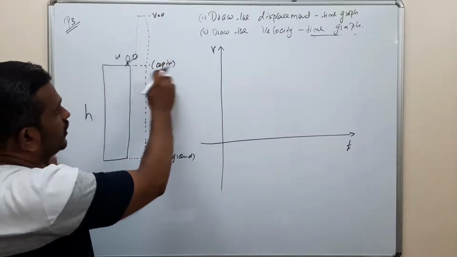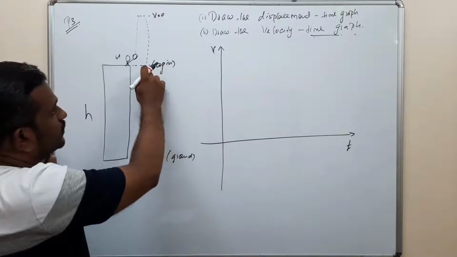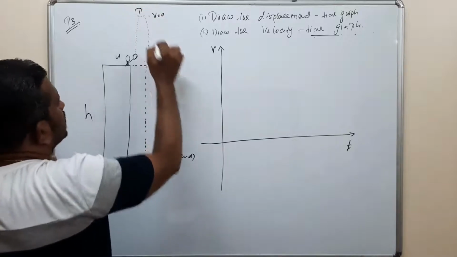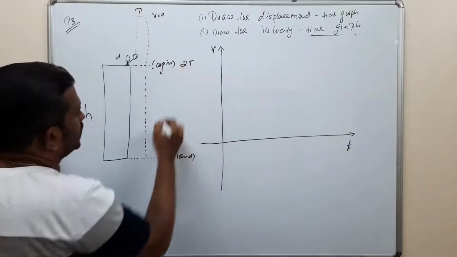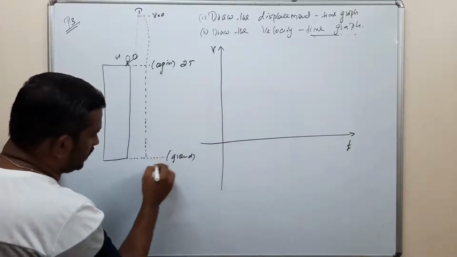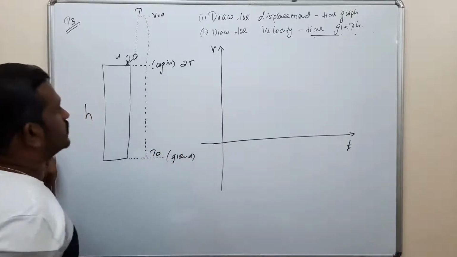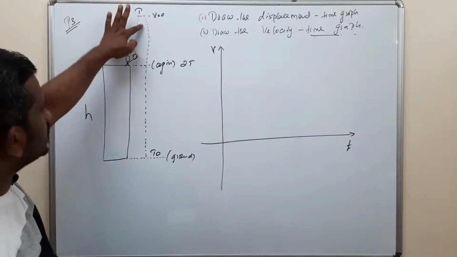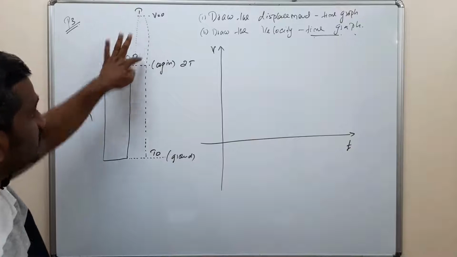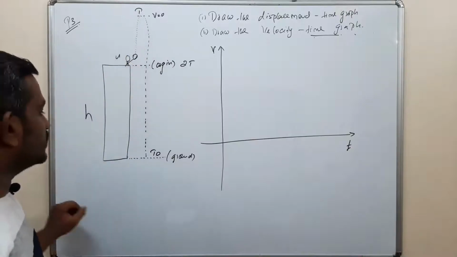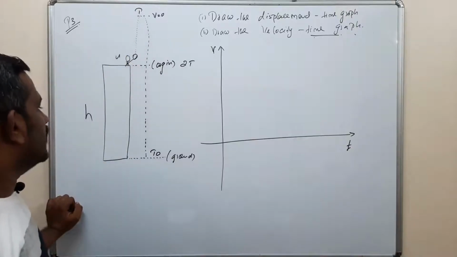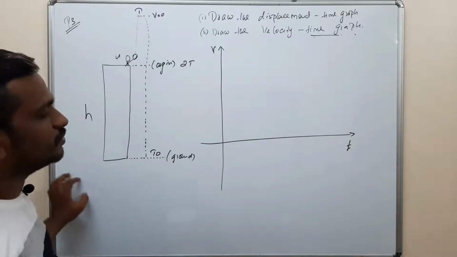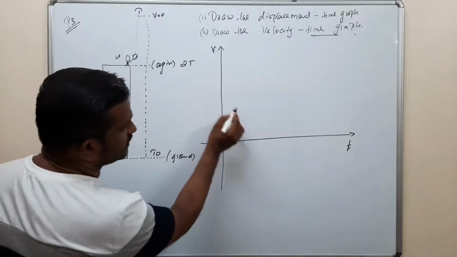At this point is time t, this is the time 2t, and this is the time when the ball reaches the ground, that is t0. From this point, the velocity increases in the negative direction. That is, negative velocity is increasing. At time t0, it reaches the ground. So the curve is like this.